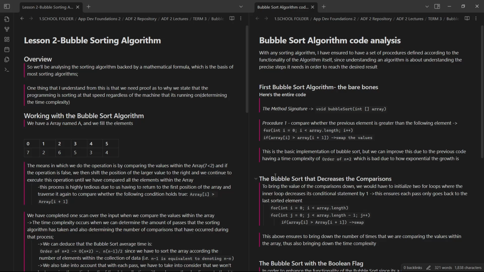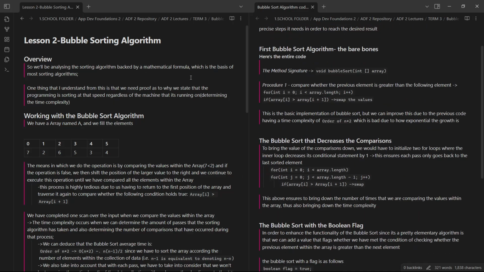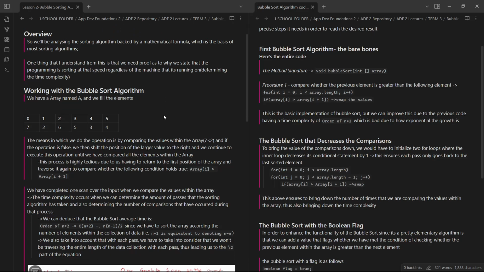So we'll be analyzing the sorting algorithms backed by mathematical formula, which is the basis of most sorting algorithms, because we are dealing with what we call standard functions, which are primarily about understanding the time complexities of the algorithms that we're running. The different kinds of standard functions we have are linear, which is the number of inputs multiplied by two, kind of exponentially. And then we have quadratic, which is multiplied by three.